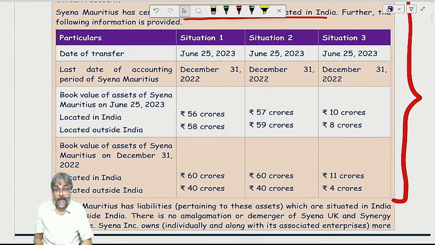So first, what are you going to decide? The relevant date. Here the book value and the fair market value are the same, students. When you do each situation, 1, 2 and 3 are independent of each other. As I told you, first determine which date: will you go with 25th June or 31st December 2022? Once that is decided, then on that date, check the two tests, the absolute test and the relative test, and conclude quickly.